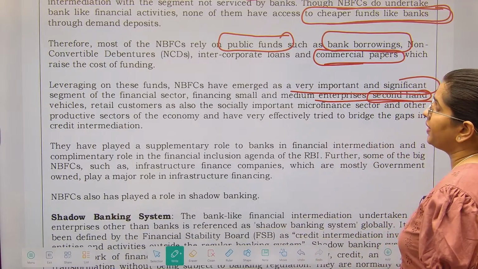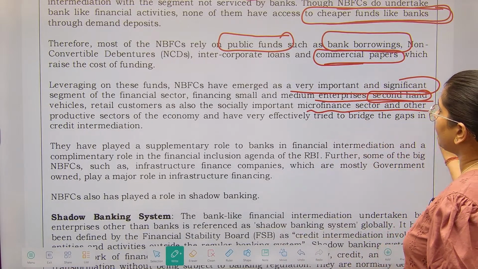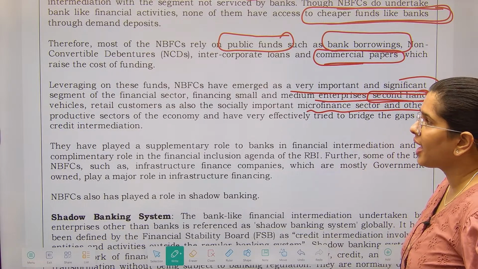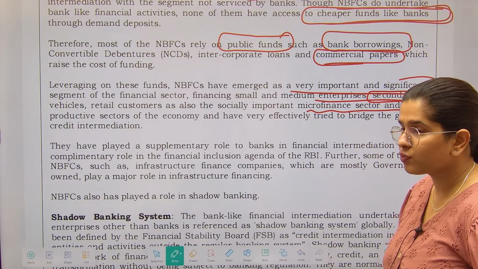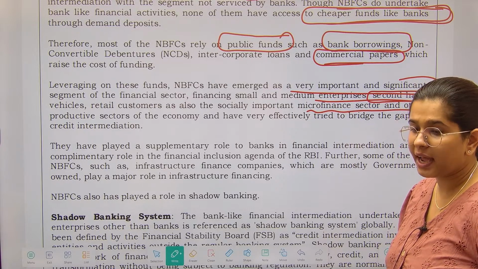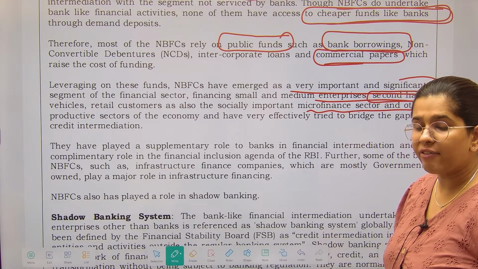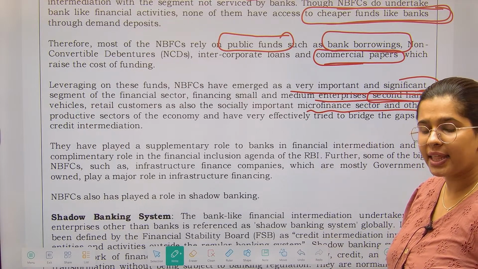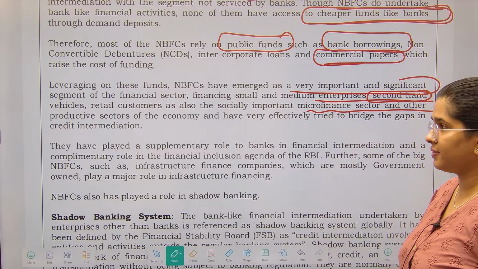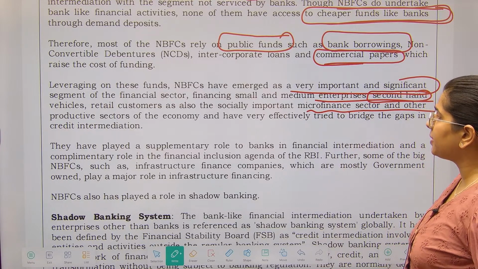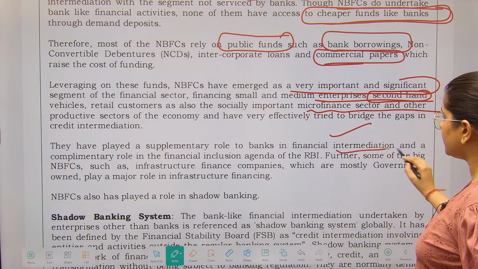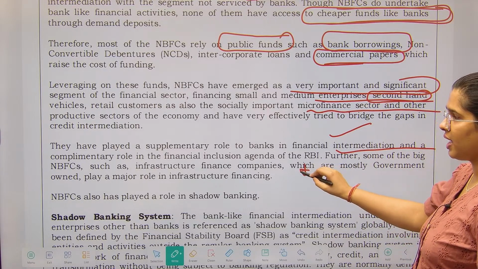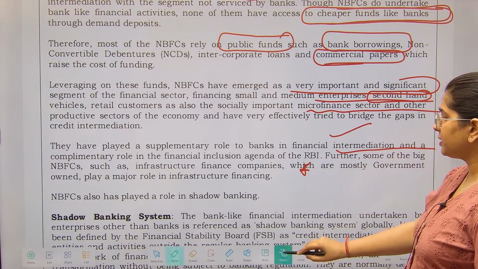Now retail customers, the socially important microfinance sector, etc. See, microfinance or other kinds of sectors which are in need of funds but do not have such availability of funds from the bank side, they go to the NBFCs and get their funding from the NBFCs. They have played a supplementary role to banks in financial intermediation and a complementary role in financial inclusion as well.